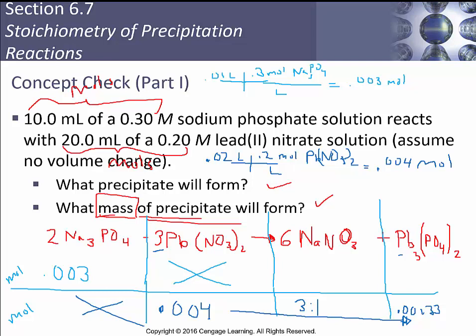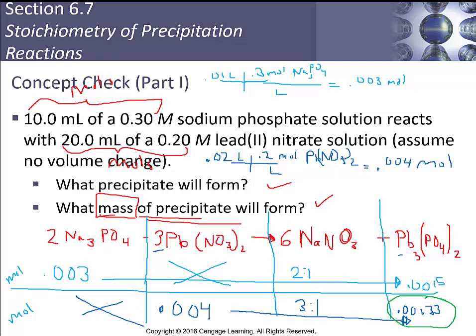Now I'm going to do the same thing over here with my sodium phosphate, and I'll see how much of my lead phosphate I can make. That is in a 2 to 1 ratio. So I'll get 0.0015 moles. If I look at the two, the one that's going to give me the fewest number of moles is my limiting reactant. So my lead nitrate is going to be my limiting reactant because it's the one that produces the fewest number of moles of product.